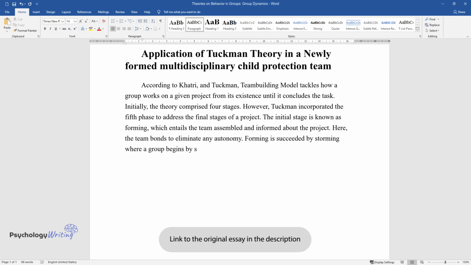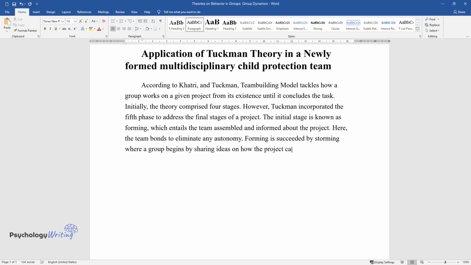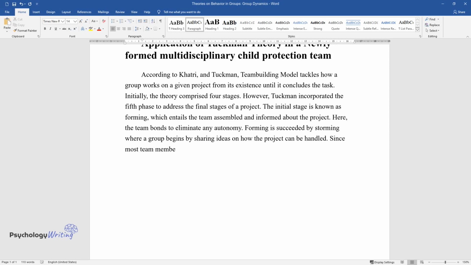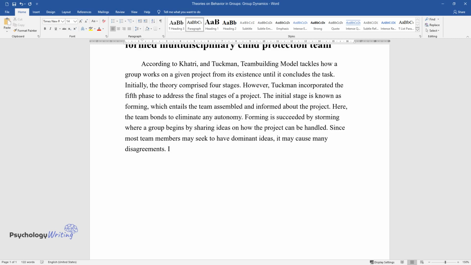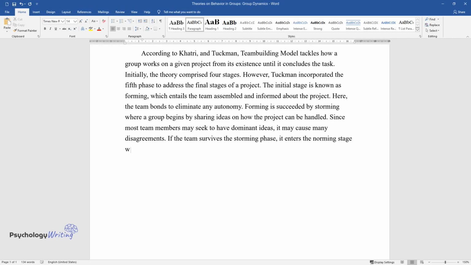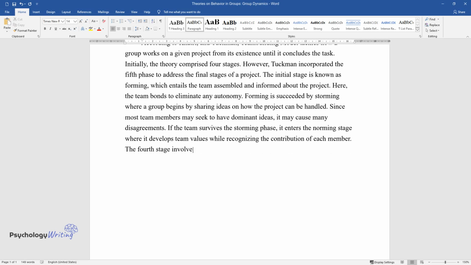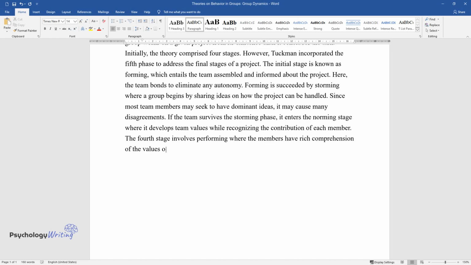Forming is succeeded by storming, where a group begins by sharing ideas on how the project can be handled. Since most team members may seek to have dominant ideas, it may cause many disagreements. If the team survives the storming phase, it enters the norming stage, where it develops team values while recognizing the contribution of each member. The fourth stage involves performing, where the members have a rich comprehension of the values of the team and the role that each person is to play to complete the task.